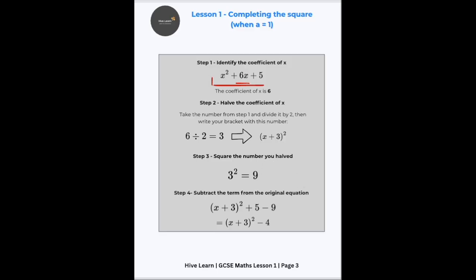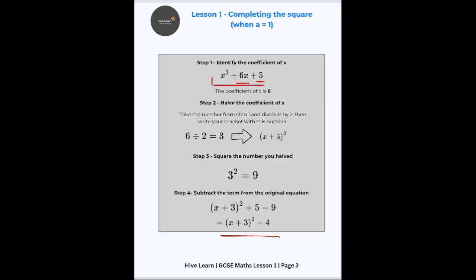We then square that number that we halved. So 3 squared equals 9. We always subtract it from our original c, which in this is 5. So our original constant is 5. We subtract that from 5. So we have that first half, x plus 3 squared plus 5 minus 9. 5 minus 9 is negative 4. And that's our final completed square form.